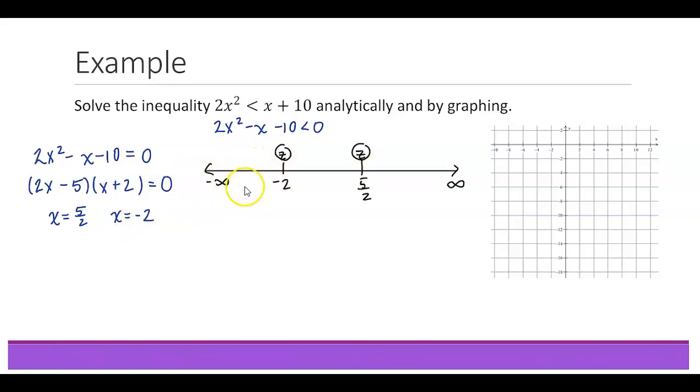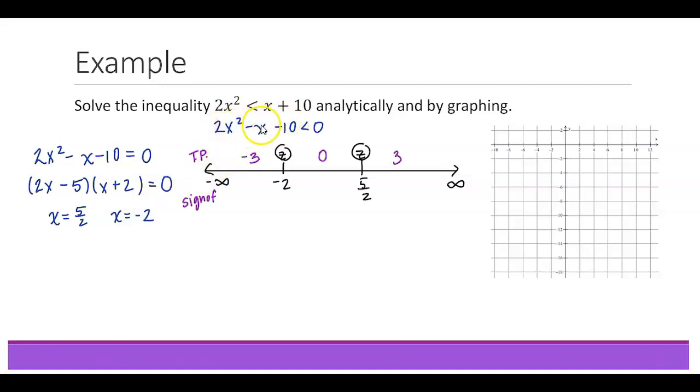So my test point here, we'll go ahead and pick negative 3. So TP is going to stand for a test point. Between negative 2 and 5 over 2, we'll pick 0. And 5 over 2, well, that's 2.5. So a number bigger than 2.5, that's pretty nice to work with, is just 3. And we're interested in the sign of the function. Now, the function is 2x squared minus x minus 10.